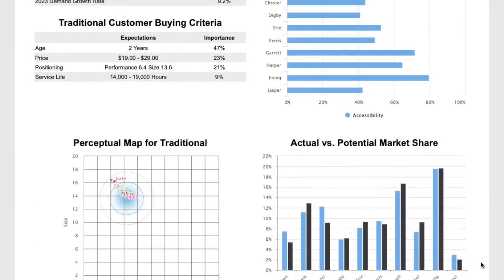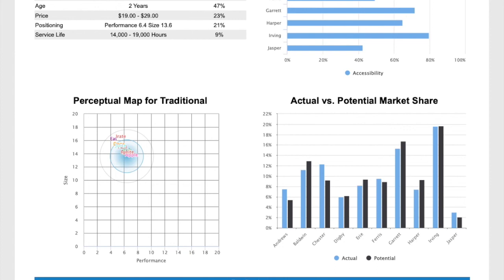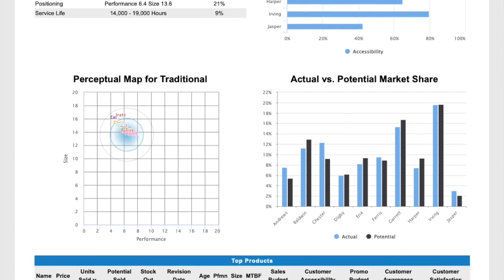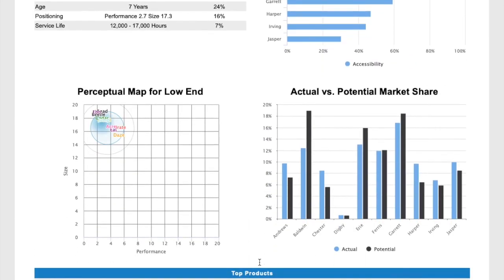Okay, so in traditional, it looks like Team Iron is selling the most in the traditional market, and if that's going to be your focus, then you need to really have better production and also sales. Let's see, you put the sales budget this amount and reached customer accessibility and also awareness. That's pretty good. And most of the products in traditional are within the circles, which is pretty healthy.